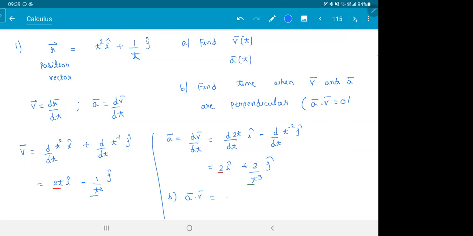So that will be 2t into 2, 4t. It will become a scalar now. Minus 1 by t square and 2 by t cube, the sum is 0. So that would be 4t is 2 by t power 5. t power 6 is half. So time will be half to the power of 1 by 6. That's your answer. So this is how vectors will come with calculus.